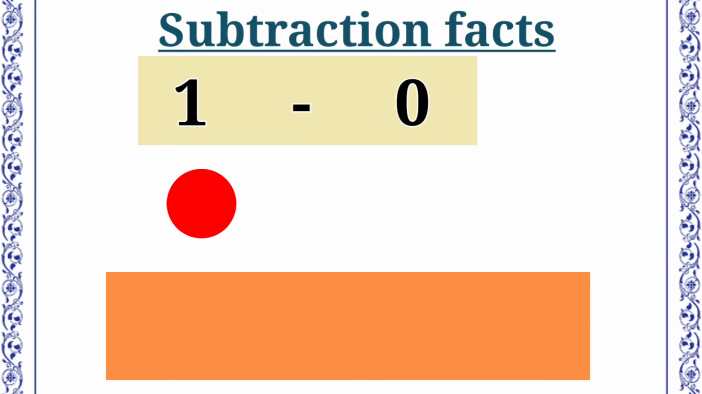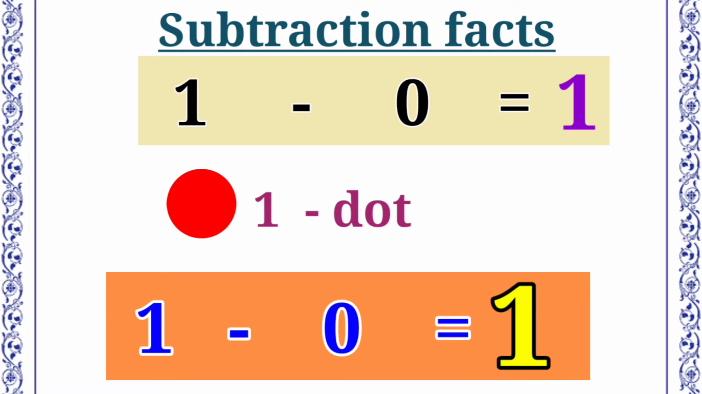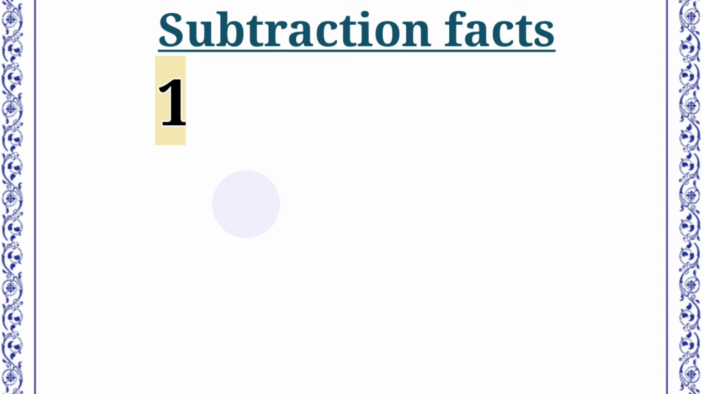1 minus 0. We need the number of not crossed dots. How many not crossed dots here? 1. So, the answer is 1. 1 minus 0 is equal to 1. Then, let's see the next question.